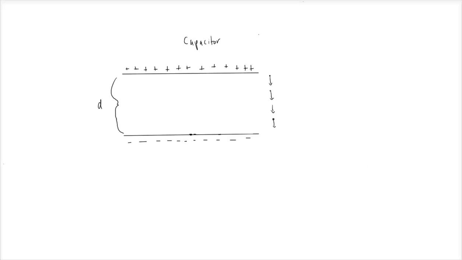In this video we're going to talk about electric potential energy. The picture I have here is a picture of a capacitor, and basically at the top you have a plate that's filled with positive charge and then a plate on the bottom that's filled with negative charge. And because there are charges here, there's an electric field between the two plates.